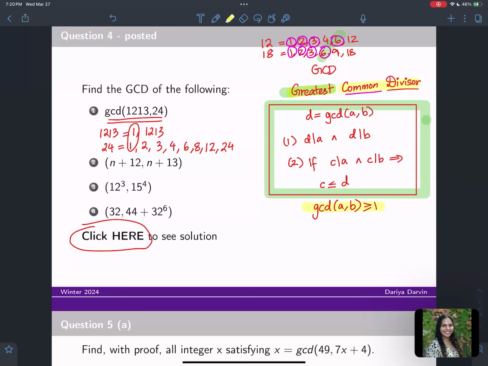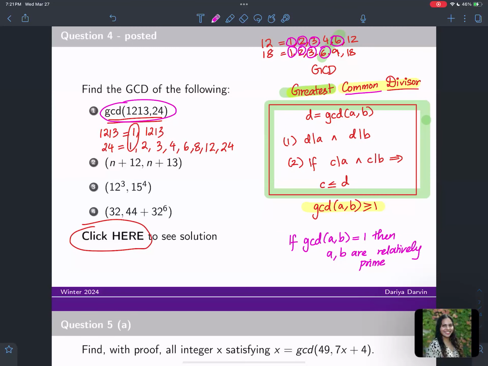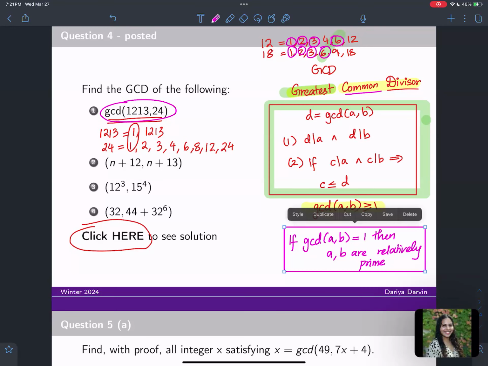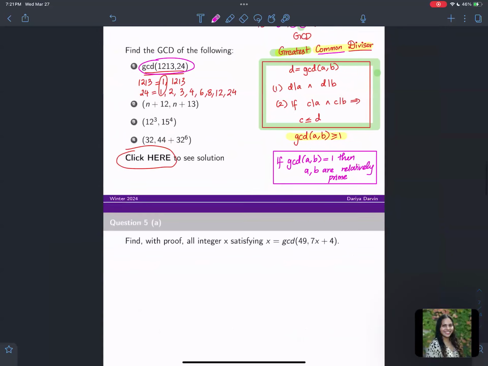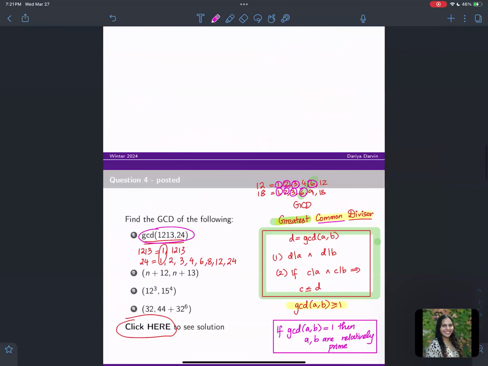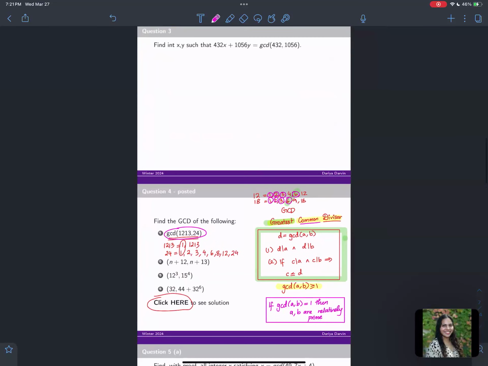Another definition: if we have 2 numbers, A and B, which have the GCD 1, as we had here, then A and B are called relatively prime. So they're like prime relative to each other. For example, the numbers 9 and 10 are not prime numbers, but they have nothing in common, no factors in common except 1. So those numbers are relatively prime. So these are all the definitions you need. If there's any doubt in that, just let me know. If there's not, we are going to go to the question.